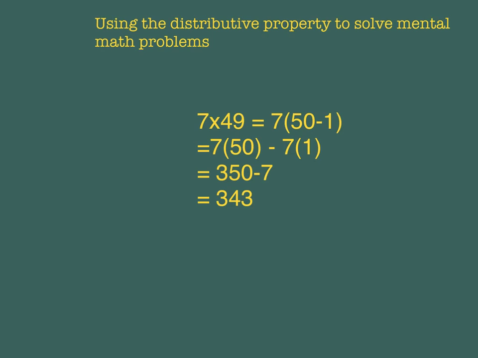So what they've done is the original problem was 7 times 49. And in the person's head, they thought, okay, well, I can use the distributive property. I'll move the 7 out, and I'll make 49 into 50 minus 1. So then they could multiply 7 times 50, because 7 times 5 is pretty easy, so you get 350, and then you get 7 times 1 is 7. You subtract those two, 350 minus 7 equals 343.